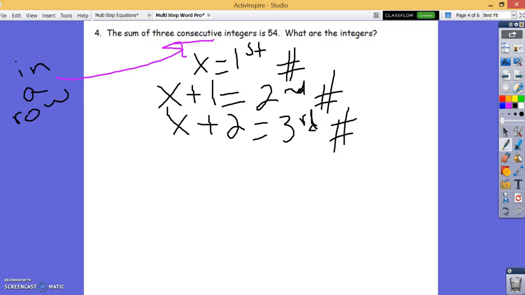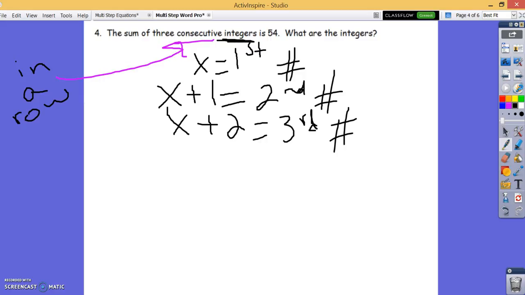If you had 20 as your first number, 21 as your second number, 22 as your third number, it's a 2-number hop to get from the first number to the third consecutive integer. Okay, now, the other hint that I want to point out is that they are integers.